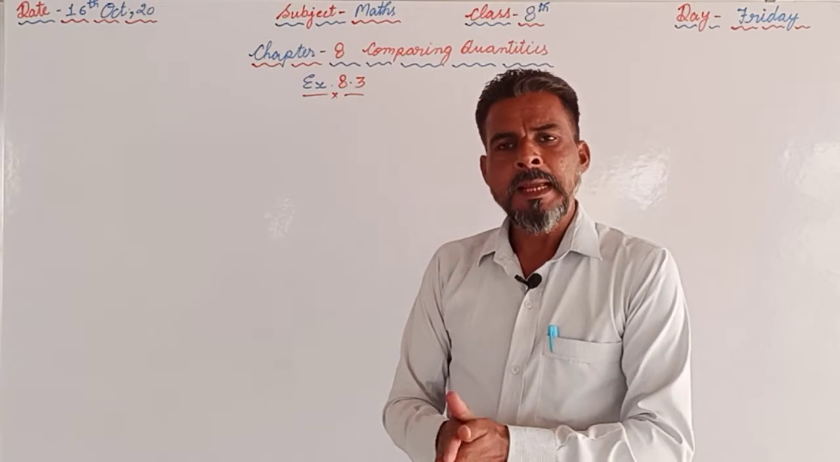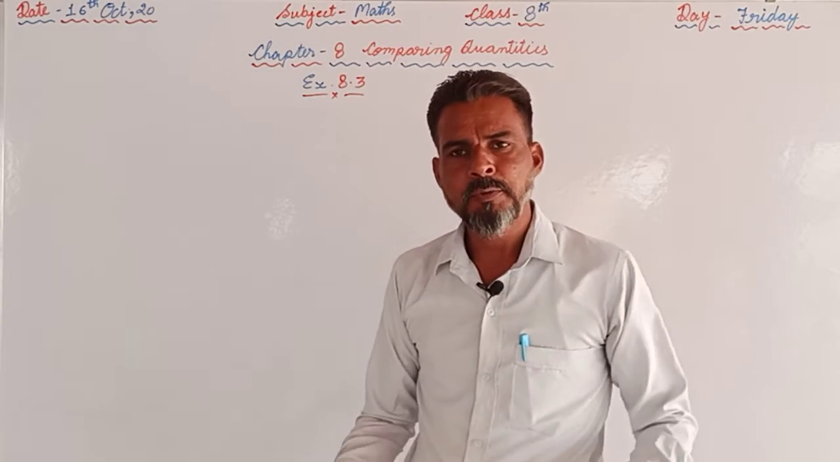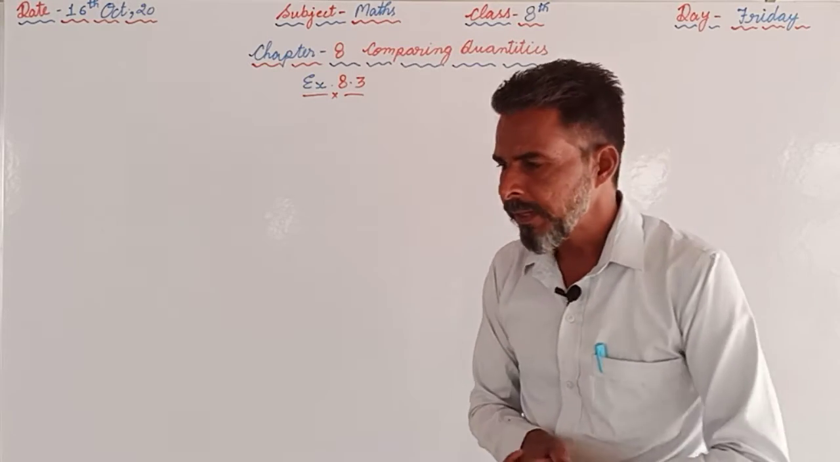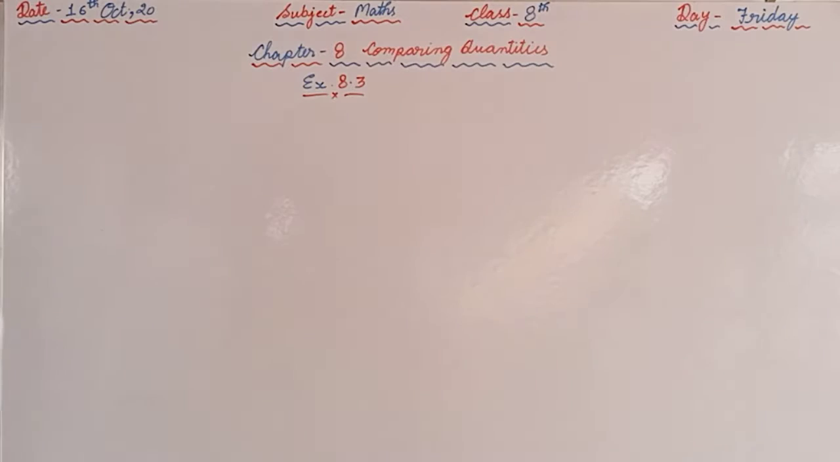This video is for class 8th and the subject is maths, and we are continuing the same chapter, that is chapter number 8, and the name of the chapter is comparing quantities. As we were proceeding with exercise 8.3 in the previous video, we have completed up to question number 6. So today we will start with question number 7.